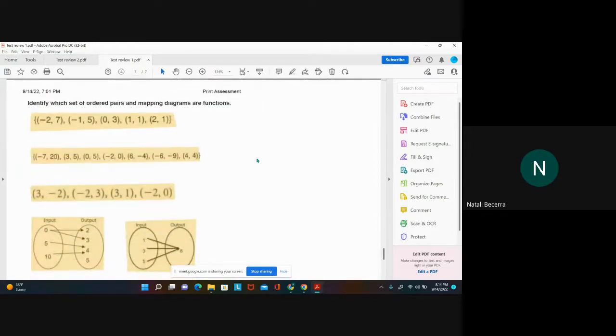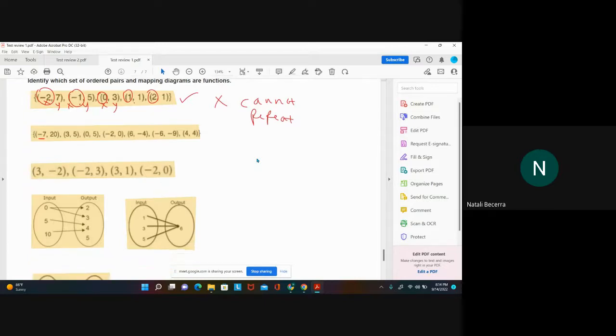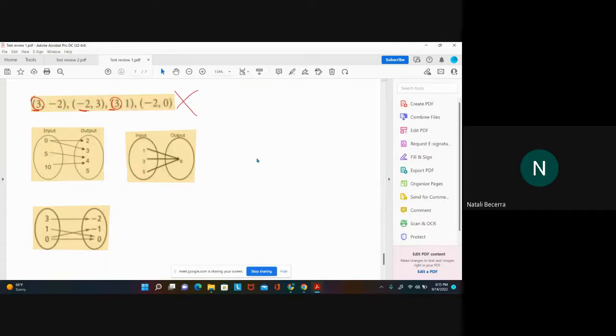Which ones are functions? For this one, again, x cannot repeat. So this is my x, y, x, y, x, y. These cannot repeat. We don't care about the y's. Are any of these that I circled repeating? No, this is good. This is a function. Are these repeating? Let's see. Negative 6 and negative 6 is not the same number. So yes, this is a function because they're not repeating. 3, negative 2, 3. I have two 3s. That's repeating, so this is not a function. Remember, input is x, output is y.